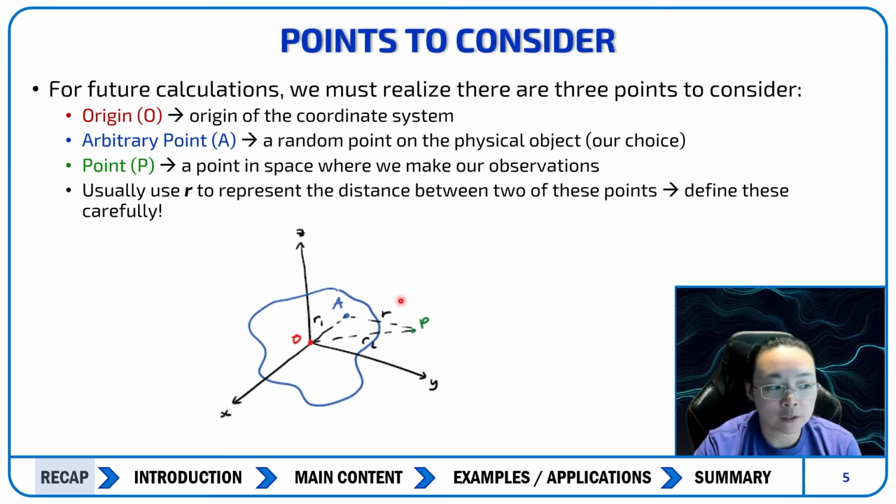And depending on what kind of question you have, you can define r as the distance between 2 points. So in this case, I have r as the distance between A and P. I have r1 between O and A, and r2 between O and P. It doesn't have to be r, r1, and r2. You are more than welcome to choose r to represent whichever points are more convenient. Typically, we use r to represent the distance from the origin to some sort of arbitrary point on the object.